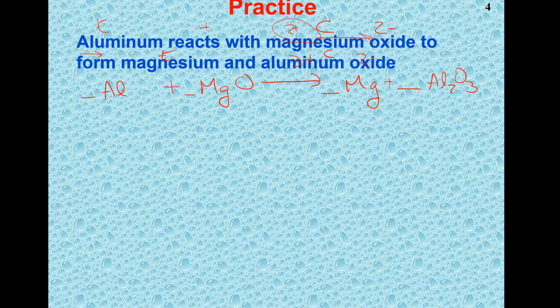And now you need to balance this. Balance it by putting coefficients in front to account for the subscripts. There's 2 Als, put a 2. There's 3 Os, put a 3. 3 Mgs, put a 3. This is understood to be 1. Okay, so that's an example of one where you have both elements and compounds. And I'm going to erase everything on the slide.